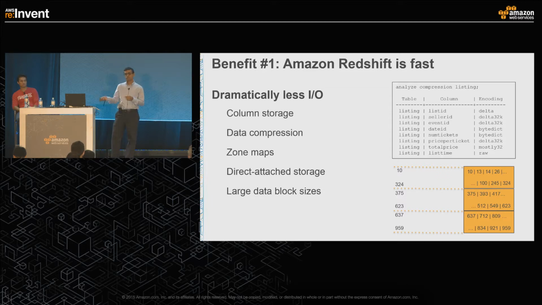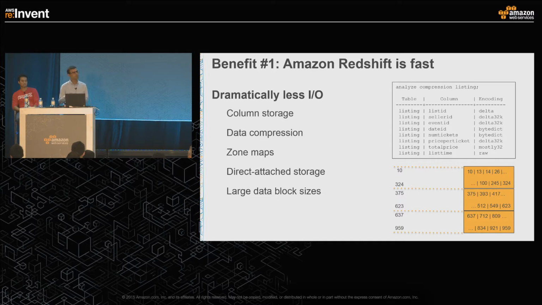We use direct attached storage, and the block size that Redshift uses is a megabyte, which is pretty large compared to transactional systems. This enables very fast scan rates. With Redshift, you can get up to 4 gigabytes per second per node of scan rate. Given data warehousing is very read intensive, scan performance is pretty important.